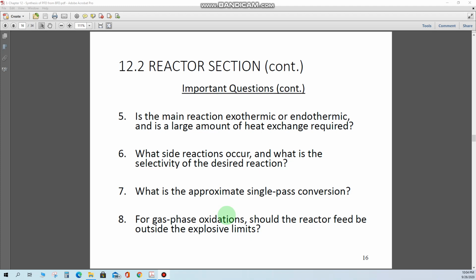So this is all for the reactor part, and next time we will start with the separator part, and we will see some of the heuristics that can help in designing the separation, and what are the main things that you have to consider when you're designing the separators.